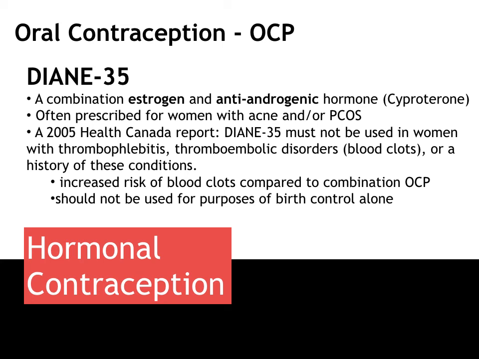As of 2005, Health Canada had a report coming out with DIN-35 saying that it must not be used in women with thrombophlebitis, thromboembolic disorders like blood clots, or a history of these conditions, because they found that DIN-35 had an increased risk of blood clots, even compared to the typical combination OCPs. They also suggested that it shouldn't be used for purposes of birth control alone, so suggesting that you use the general combination OCPs versus DIN-35 based on this increased risk.